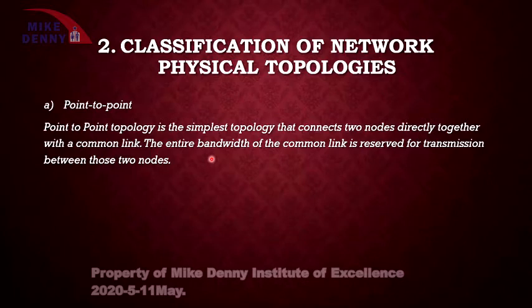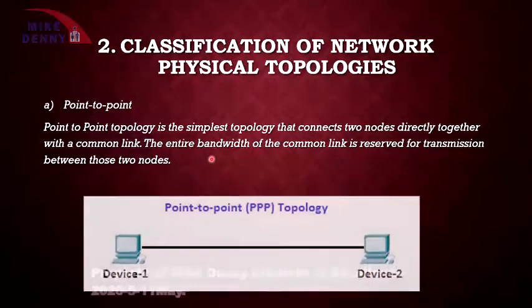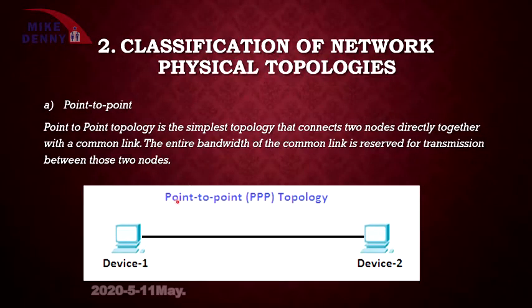Very simple. The entire bandwidth of the common links is reserved for transmission between those two nodes. Let me illustrate it from here. So this is a point-to-point topology, and we have device 1 connected directly to device 2. All the bandwidth available is dedicated to transmit data from device 1 to device 2 or from device 2 to device 1. There's nothing else in between.